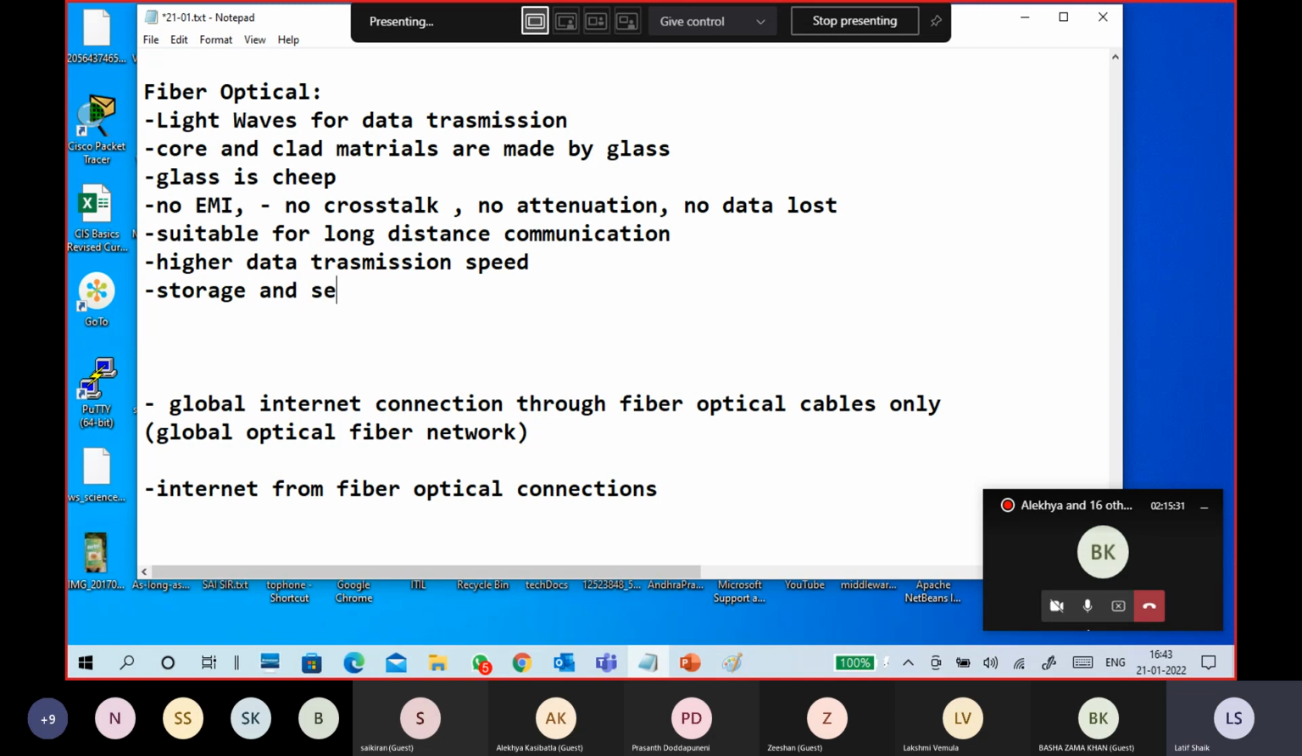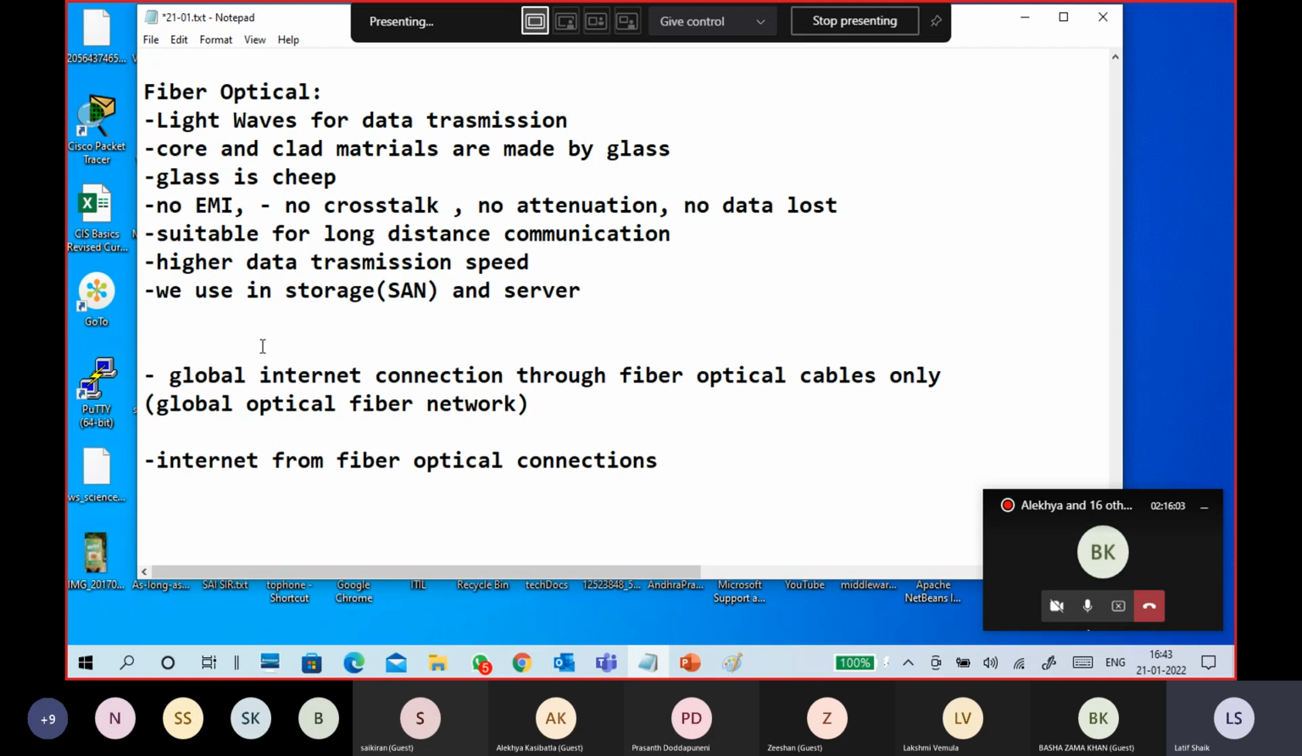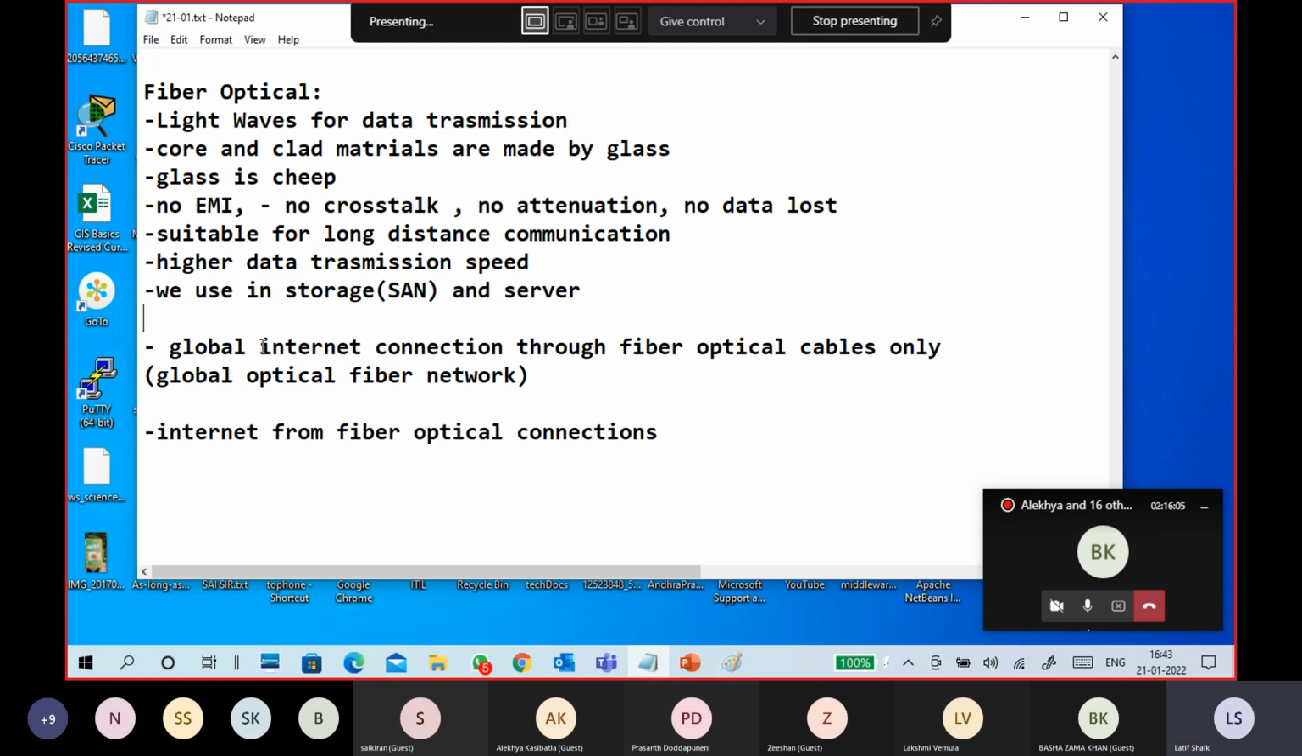And we also use it for storage and servers. Storage is like SAN type of storage. We use it for different types of servers, the storage concept like SAN, server connections, server to server communications. But we don't use fiber optical connections for day-to-day use.